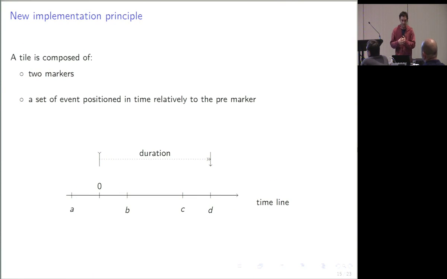The principle of this implementation is to forget the syntactic representation of the syntax that defined the tree, the tile. For the tile we need the markers that say how it's synchronized in its context, and the set of timed events that compose it. So we just represent it like that.